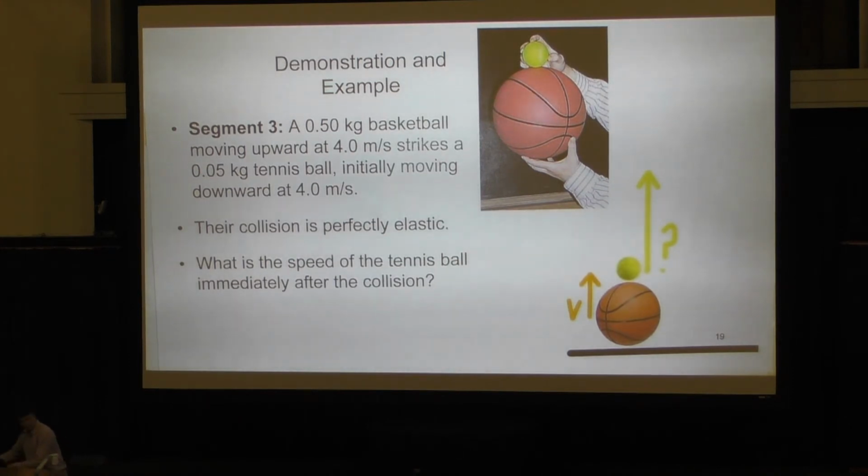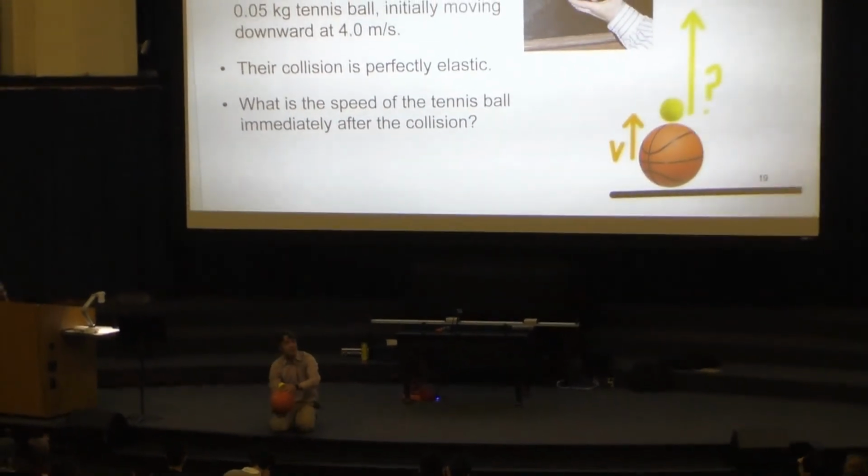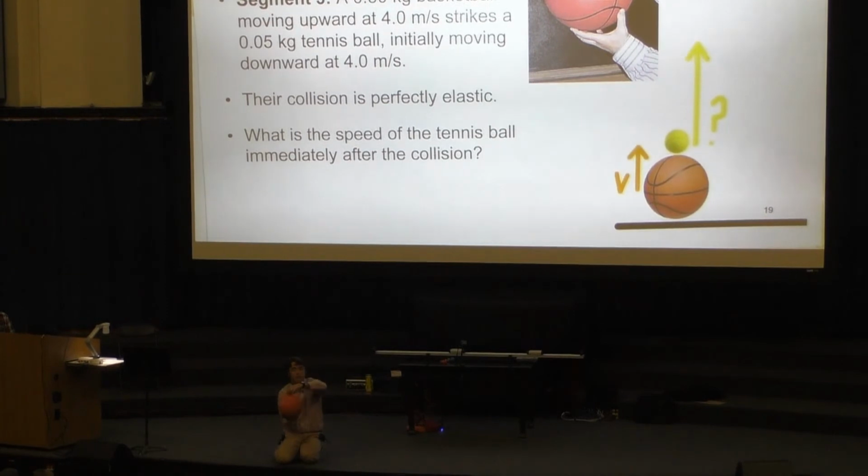A 0.5 kilogram basketball moving upwards at 4 meters per second strikes a 0.05 kilogram tennis ball moving downwards at 4 meters per second. Does that make sense? This is what's going to happen. First they're moving together with a tiny little gap, then boom, the basketball bounces, and then there's a collision where the basketball is now going up and the tennis ball is still going down.